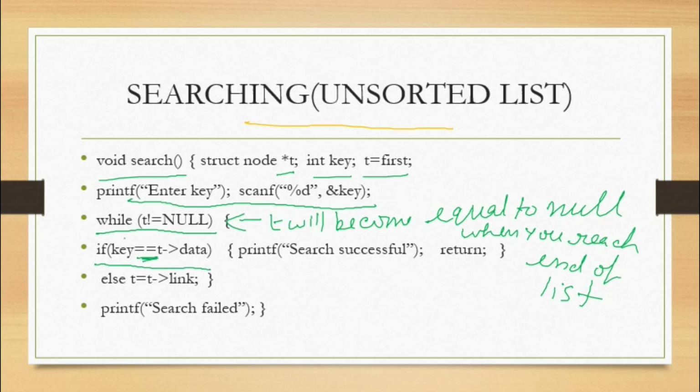This is for comparing, both are equal. When key is equal to t of data, it will print search successful, and it will return the data, whichever key you have asked for. Else if it doesn't find, then till the end, that is till t becomes equal to null, it will do this step, t is equal to t of link. Even if you don't find anything, the search will be failed. So this is how you search in an unsorted list.